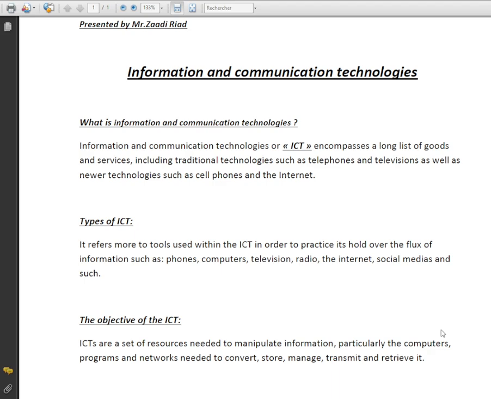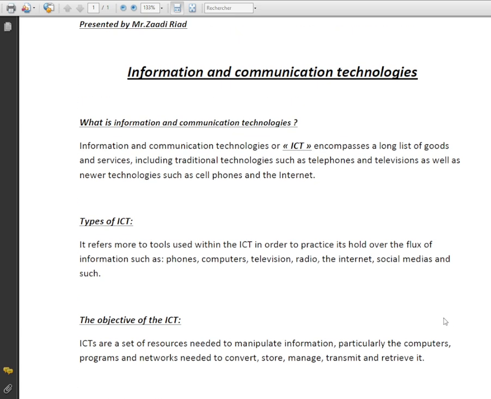First of all, what are information and communication technologies? ICT encompasses a long list of goods and services, including traditional technologies such as telephones and televisions, as well as newer technologies such as cell phones and the internet. This pretty much encompasses the most common ways used to spread information with today's technology.